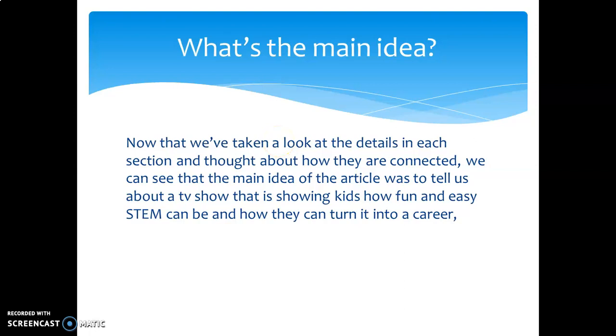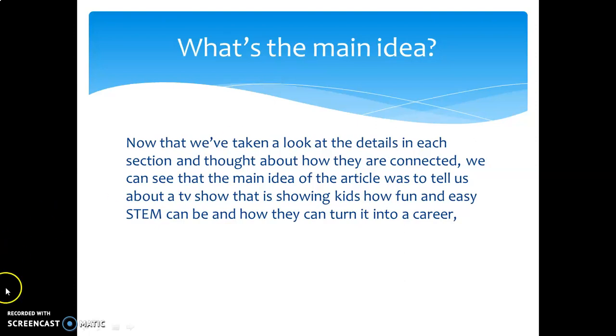So we took a look at each section, we pulled details from each section, and then we thought about what the title of the article was, meaning the topic of the article, what this article was about. In this case, it was about a TV series that reveals different careers in STEM, so science, technology, engineering, and math for women. So knowing that, taking a look at our subheadings, and then pulling our details, we are able to see that they're connected by the main idea, which is to tell us about a TV show that is showing kids how fun and easy STEM can be and how they can turn it into a career.